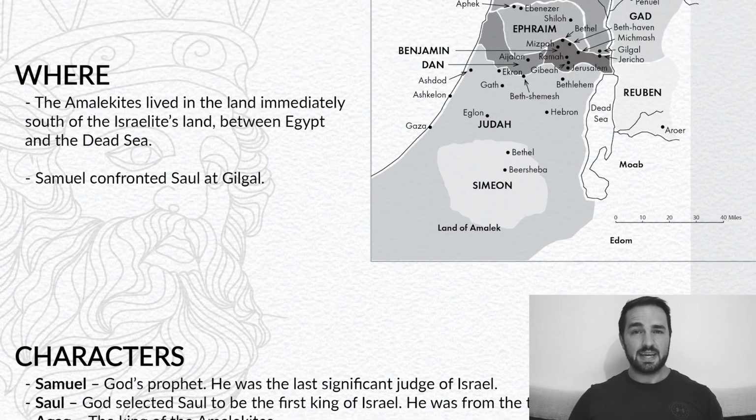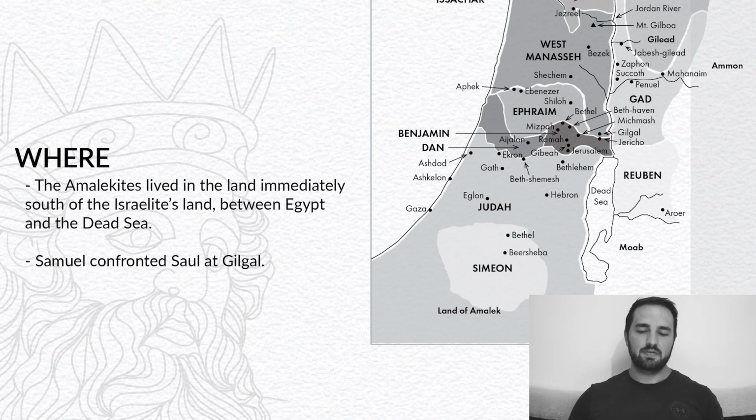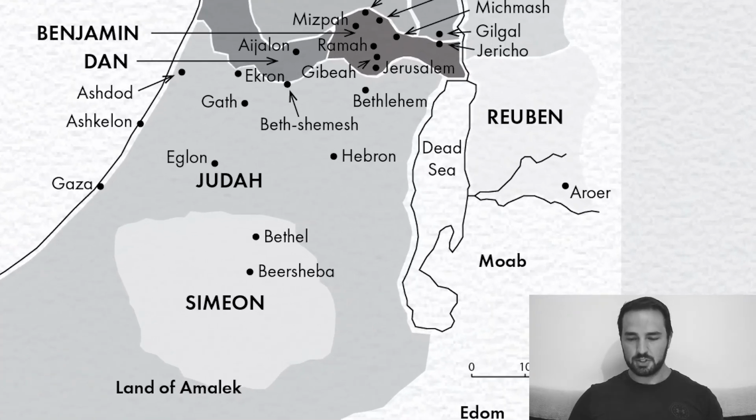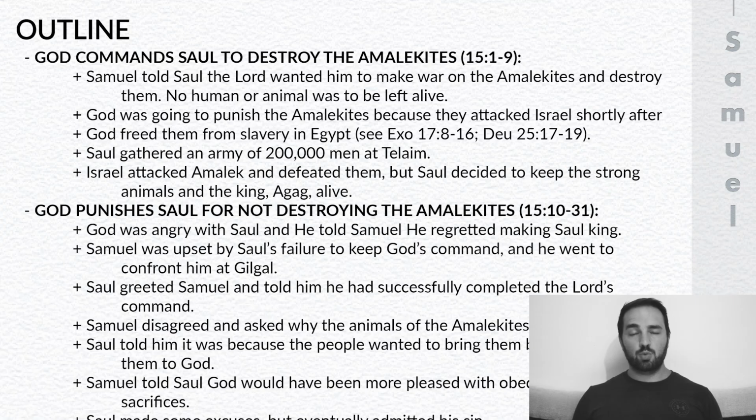Where did these events take place? Well, the Amalekites lived in the land immediately south of Israel's land, the Promised Land, between Egypt and the Dead Sea. Samuel is going to confront Saul about something at Gilgal, which you're probably pretty familiar with at this point. Now we'll skedaddle over to page number 2 and discuss our outline.